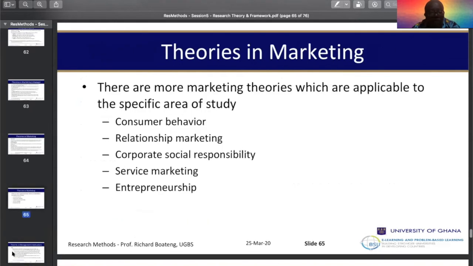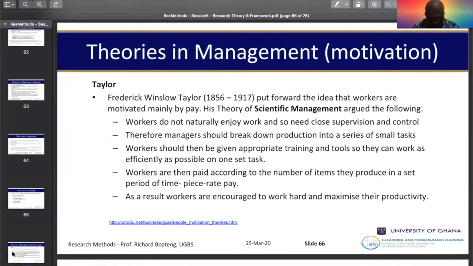Then what you can also do is look at different fields of study and add the word theory. You can go to Google, type entrepreneurship and add theory. You can type motivation and add theory, or service quality and add theory. You can type, let's say, patient care and add theory in case you are in health services management. So you can just add the word theory to a concept and then look for the theories related to that.